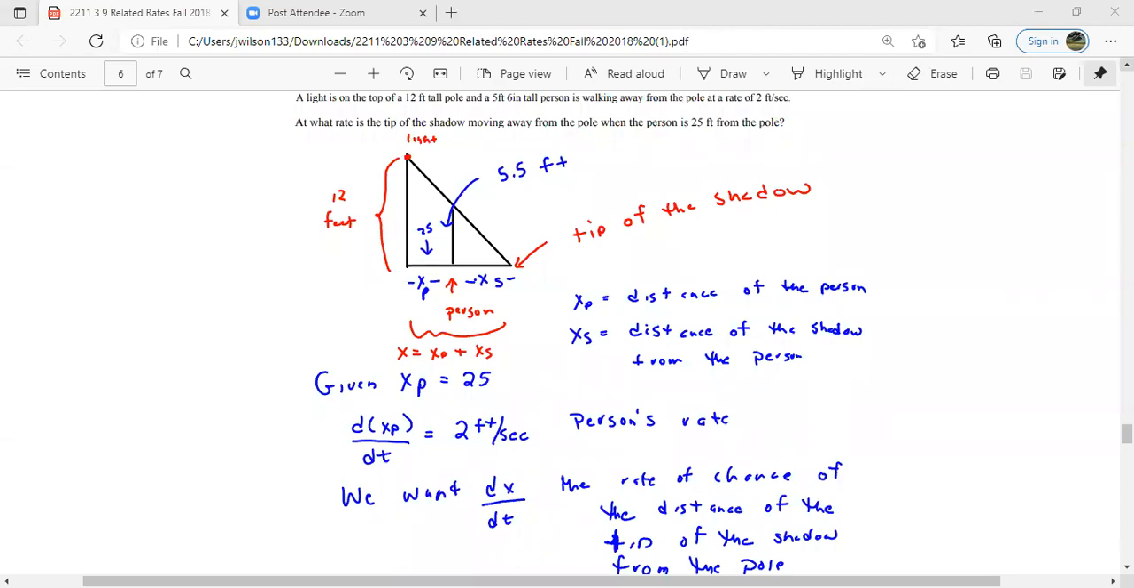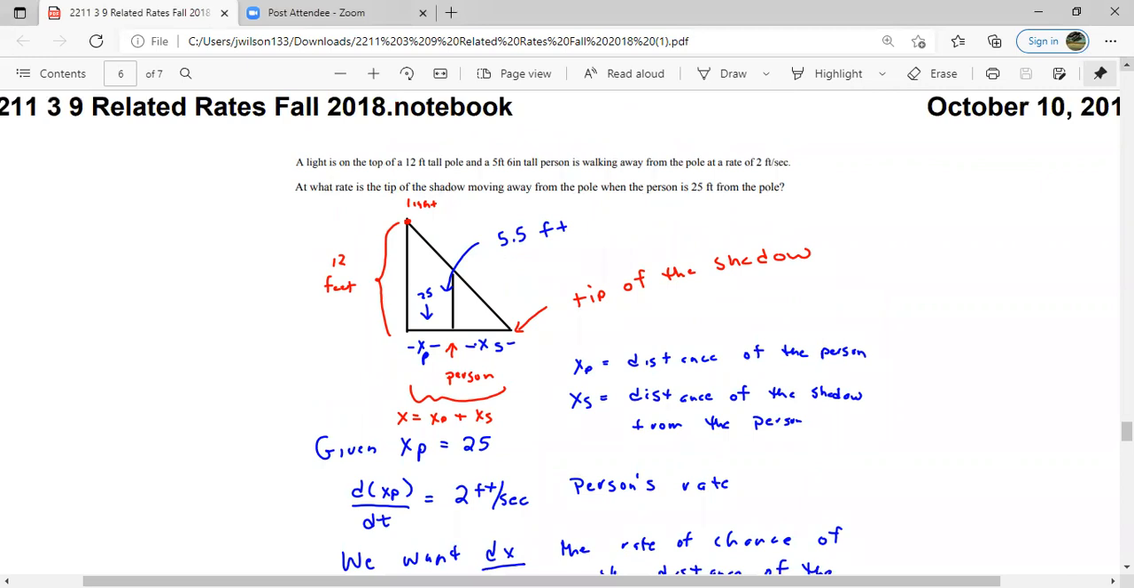Okay, so here is a problem. It says a light is on the top of a 12-foot tall pole. So here's the light. And a 5-foot 6-inch tall person is walking away from the pole at a rate of 2 feet per second. At what rate is the top of the shadow moving away from the pole when the person is 25 feet from the pole?